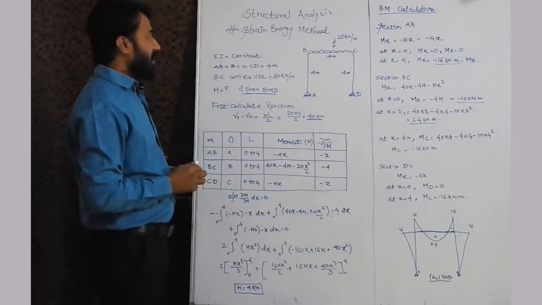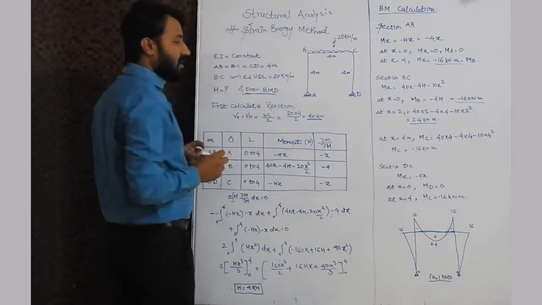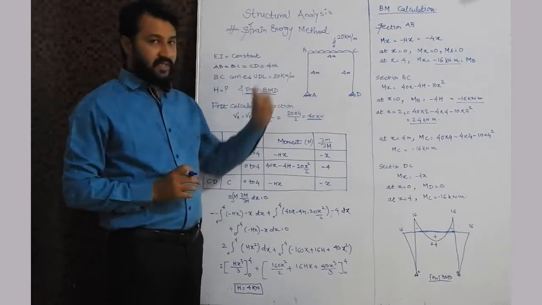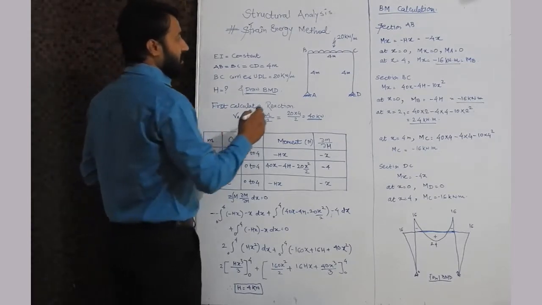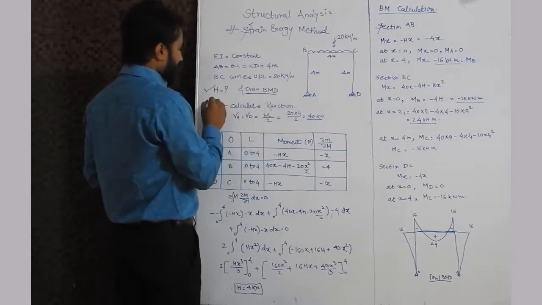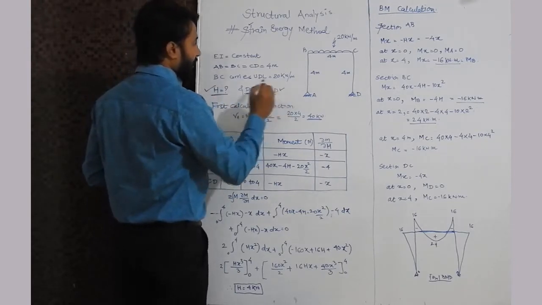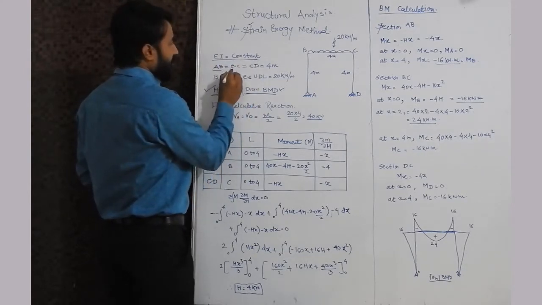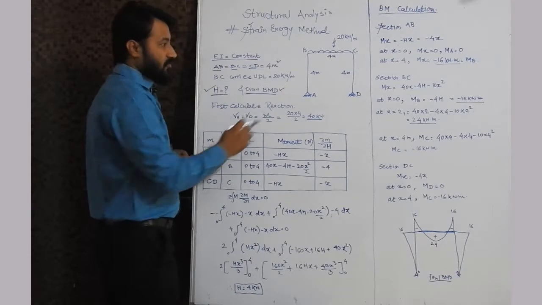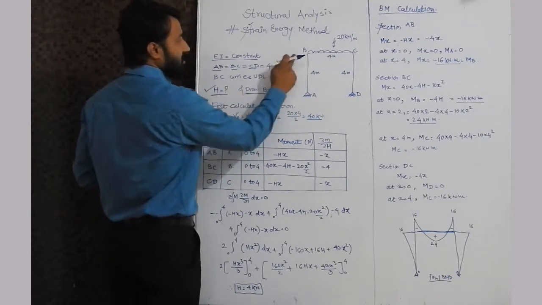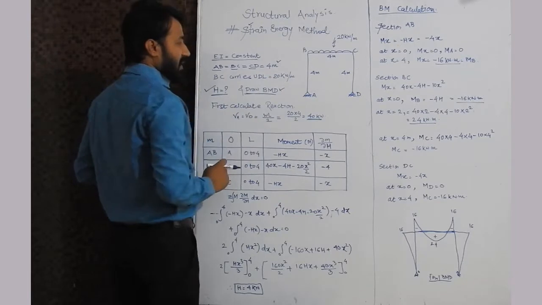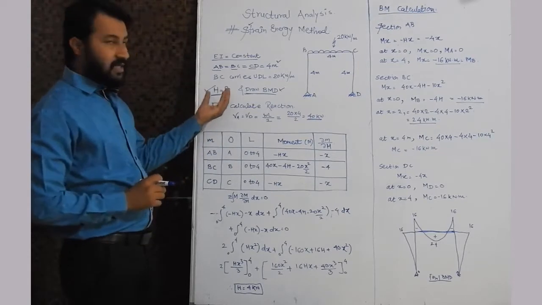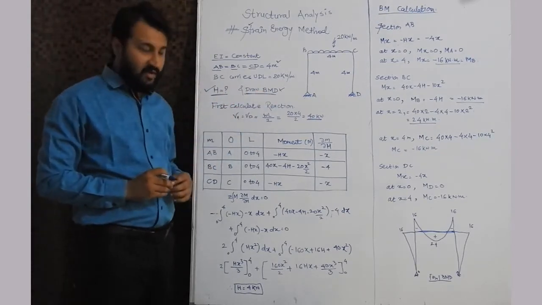So friends, in the earlier class we started strain energy, in which we saw the numerical of the portal frame having a concentrated point load over the span BC. Now the question is to calculate the horizontal thrust as well as to draw the bending moment. EI is constant, members AB, BC, CD have a length of 4 meters, and BC carries a UDL of 20 kN per meter. A and D supports are hinge supports. So we have to determine the horizontal thrust and draw the bending moment diagram.